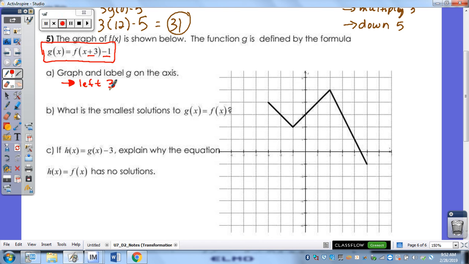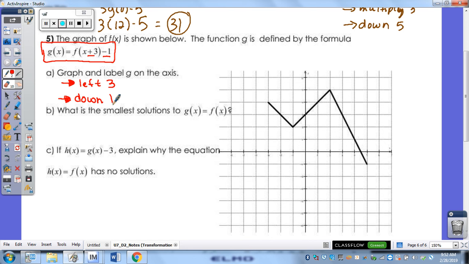Left 3. And then the minus 1 tells us to go down 1. And that's the correct order. Horizontal, remember, comes first. So left, right shifts first. Up, down would be our last ones.